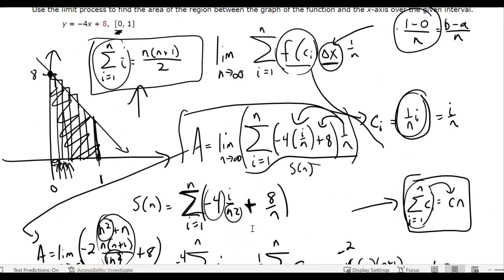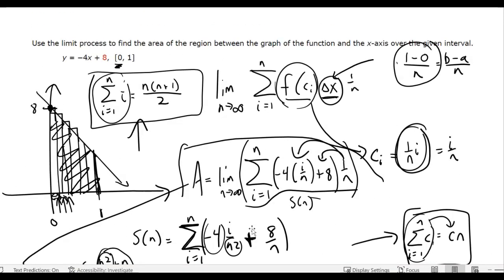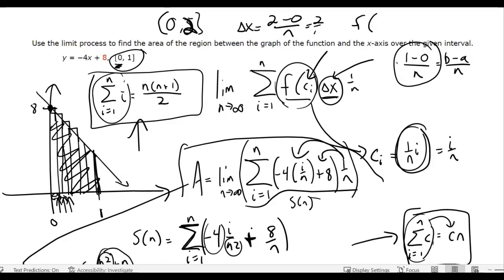It's not easy. My advice would be, if you're ever starting at 0 going to wherever, then these parts are always going to be the same. Like if I said on 0, 5 for this problem, let's try 2. 0, 2. Then the delta x would be 2 minus 0 over n, and the number I plug into my function would just be this times i. That'll always work for us.